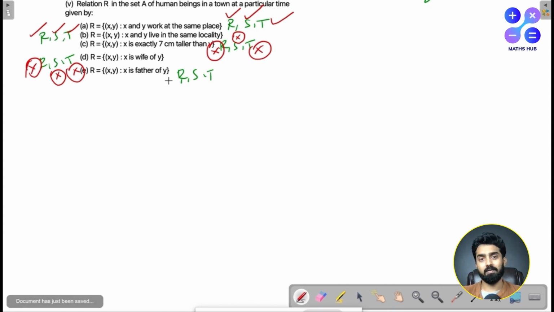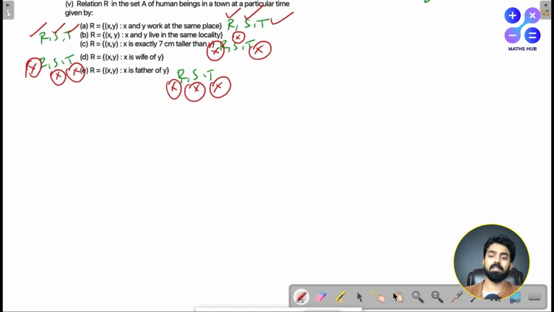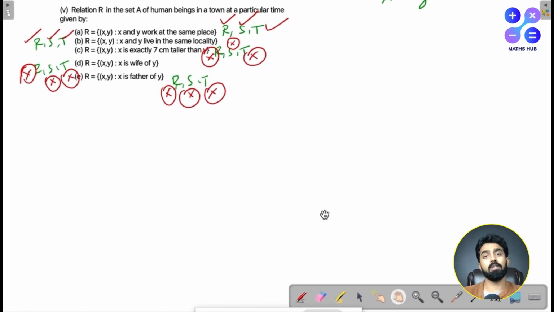If x is father of y, can x be father of himself? No. If x is father of y, can y be father of x? No. If x is father of y and y is father of z, can x be father of z? No. Can be a grandfather. So that's not true either. Great. So we finished the first set. Let's go to the next question.